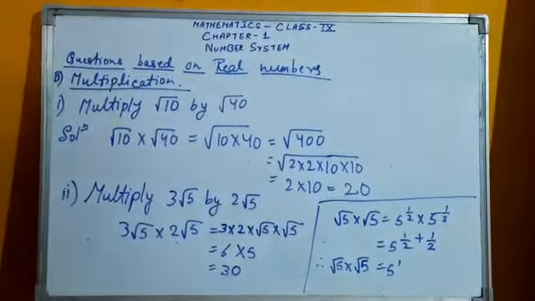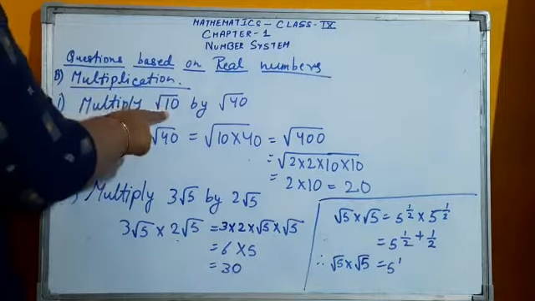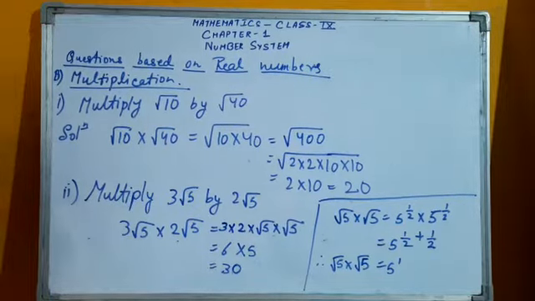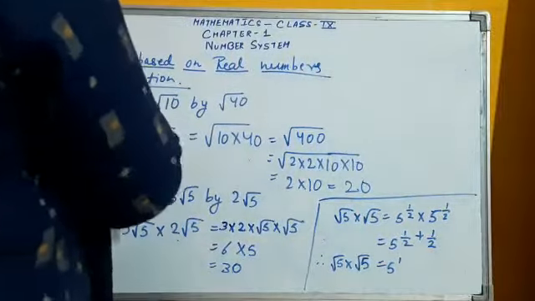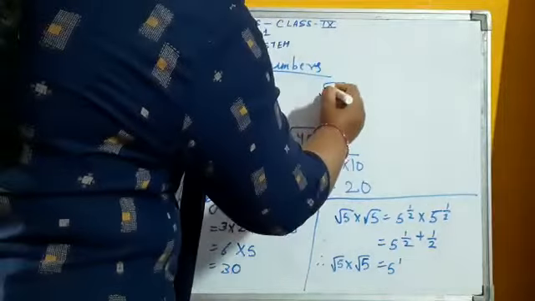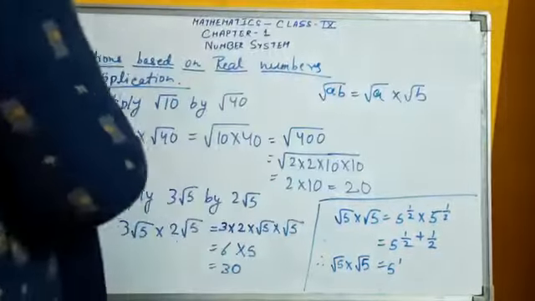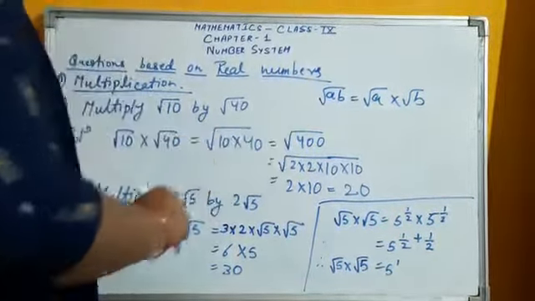Now students, we will discuss questions based on multiplication. Here I wrote a question: multiply root 10 by root 40. Now we will multiply root 10 into root 40. As I told you, the formula is under root AB is under root A into under root B. So it can be written as under root 10 into 40, which is under root 400.